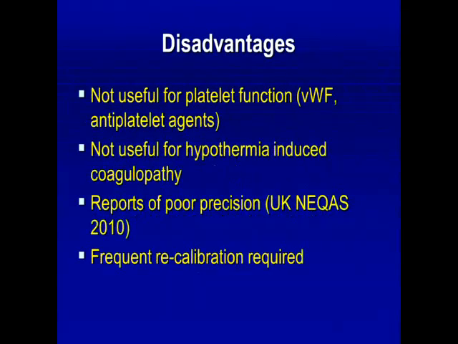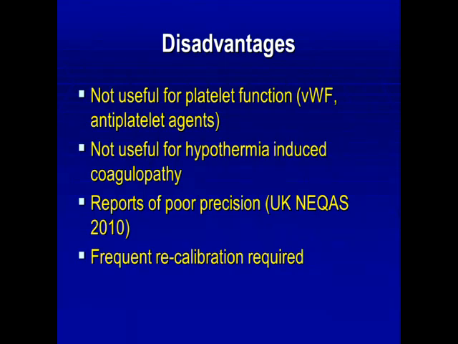Now, what are the downsides to ROTEM? Well, it's not very useful for qualitative platelet assessment. If you're looking for things like von Willebrand's disease or your patient's on aspirin or Plavix, this will not provide useful information, and that's one of the key pitfalls people have to keep in mind, because it's more of a quantitative platelet function assessment that you'll get with that MCF value.